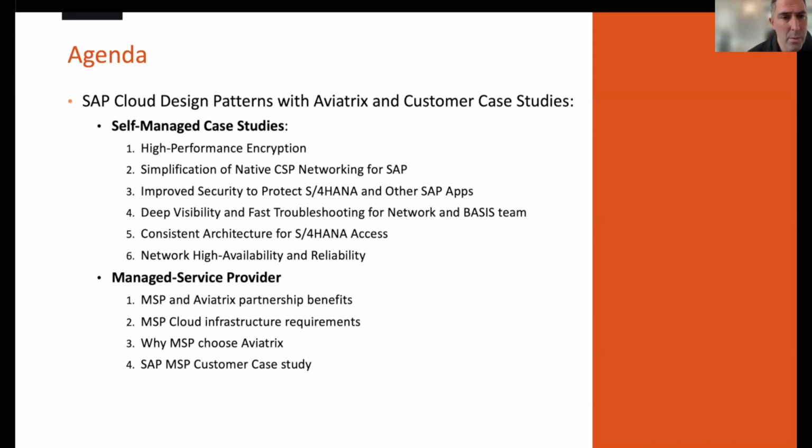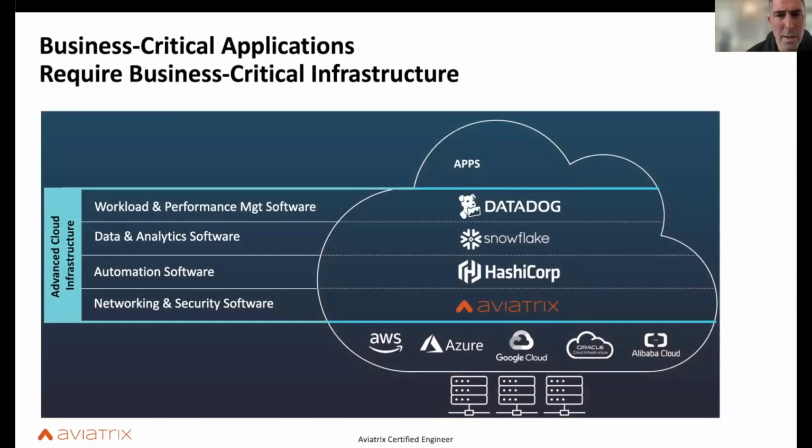The fourth is a case study on how we can show deep visibility and fast troubleshooting. Each one of these is going to have a description and then a diagram, a network architecture showing what we're talking about, and you can see them in a network architecture. And the last 2 are about having a consistent architecture for S/4HANA access, and then high availability and reliability, right?